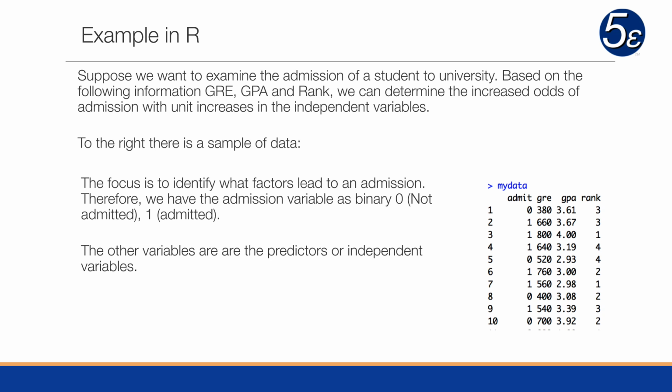Now let's take a look at an example in R. Suppose we want to examine the admission of a student to a university based on the following information. We can determine the increased odds of admission with unit increases in the independent variables. So to the right, we have a sample piece of data. The focus is to identify what factors will lead to an admission. Therefore, we may have an admission variable as binary, 0 not admitted, 1 admitted. The other variables are the predictors or the independent variables in the equation.